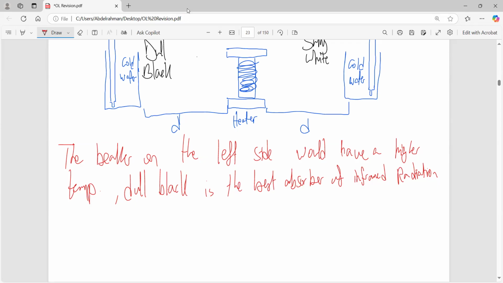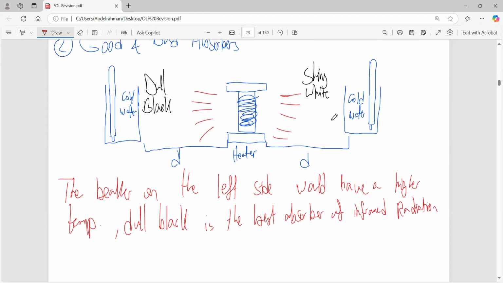Note that the heater is giving off the same amount of infrared radiation on each side. But the amount of radiation that can be absorbed by the dull black surface is much greater than the amount that can be absorbed by the shiny white surface. Hence, the temperature of the container painted dull black would be much higher. Easy.